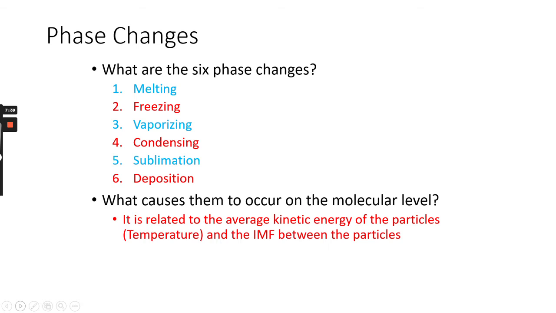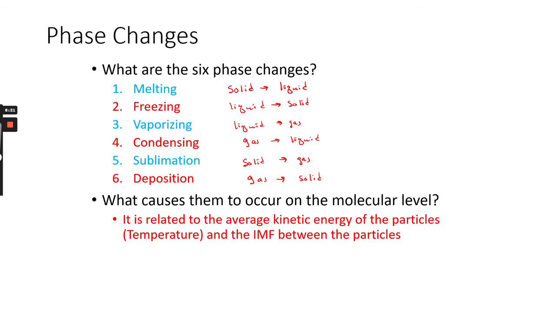Okay, the next thing we're going to talk about are phase changes. So what are the 6 phase changes? Well, we have melting, and when you're melting, you start as a solid, and you end up as a liquid. Then we have freezing, which is the opposite. You start as a liquid, and you end up as a solid. Vaporizing, you start as a liquid, you end up as a gas. Condensing is the opposite. You start as a gas, you end up as a liquid. Sublimation, you start off as a solid, and you end up as a gas. And deposition is the opposite, gas to a solid.